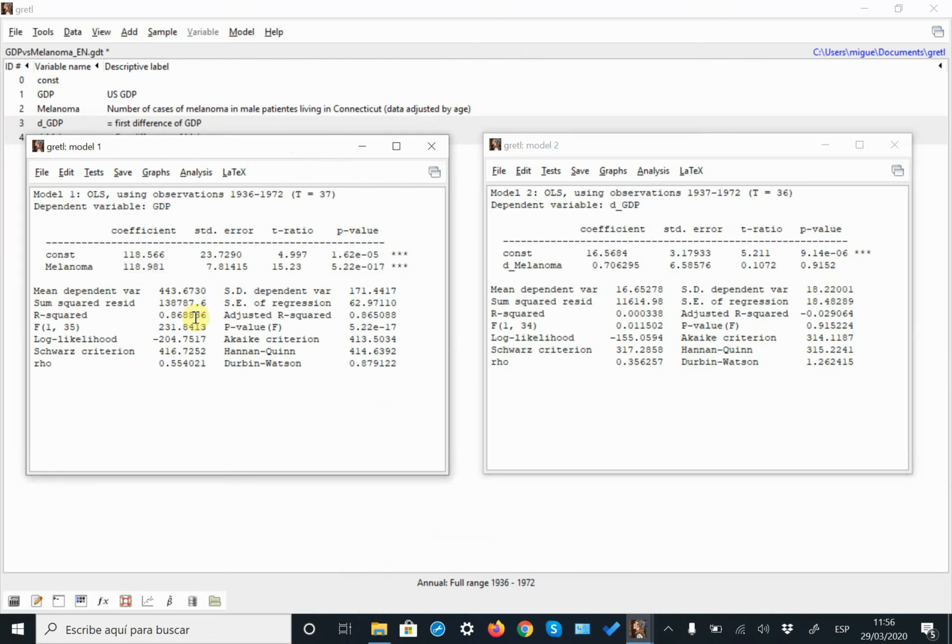So, running the regression not in levels, but in first order differences, is a good test to detect possible spurious correlation.